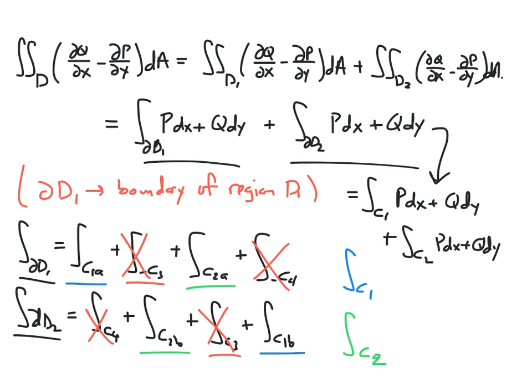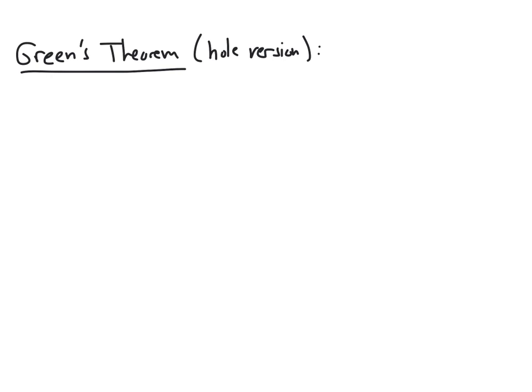And so what we've shown here is that this double integral that we started with at the top of the screen is actually equal to the sum of these two line integrals, one over the outside curve of the region with a hole and one over the inside curve of the region. Right? And so this is another version of Green's theorem, which applies to regions with holes. So maybe I'll just call this the hole version. But it says exactly what we just described.